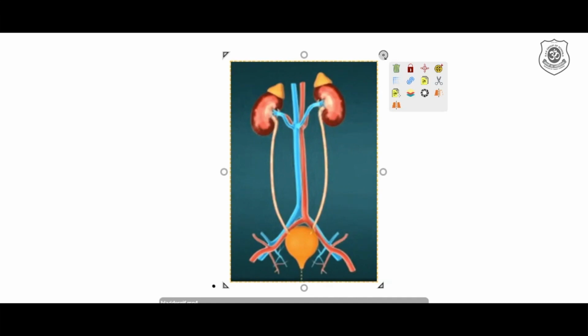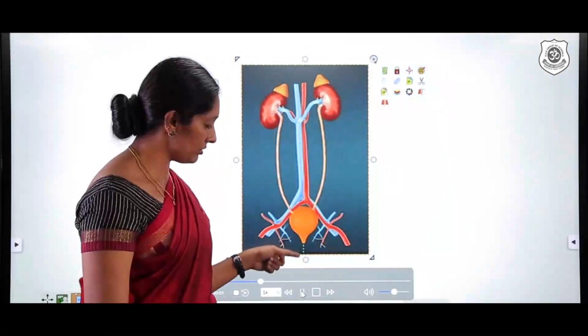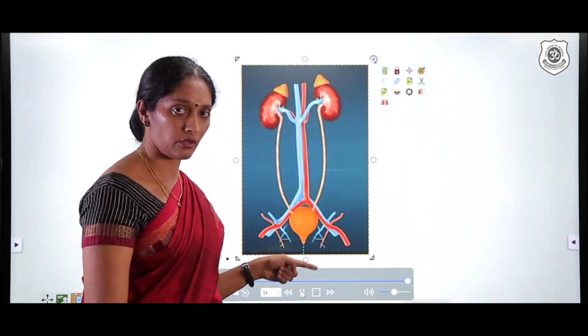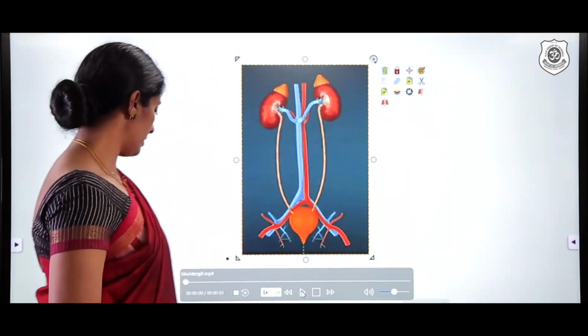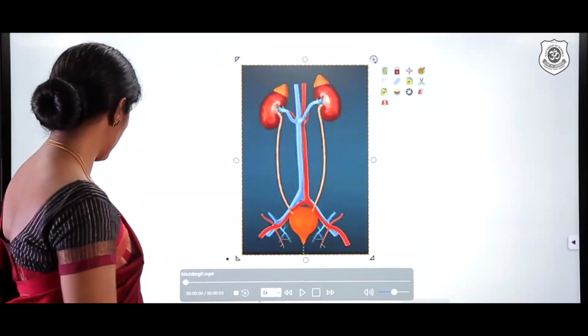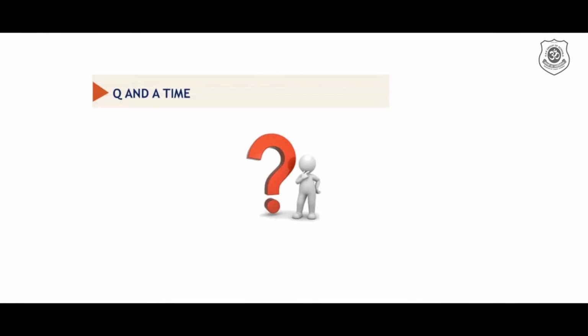You can see here the urine is passing through the ureter, and it enters into the urinary bladder, it gets collected there, and this is how urine passes through the urethra, comes out of the urinary bladder. So this is how micturition is occurring. Now it's question time, so get ready for MCQs.